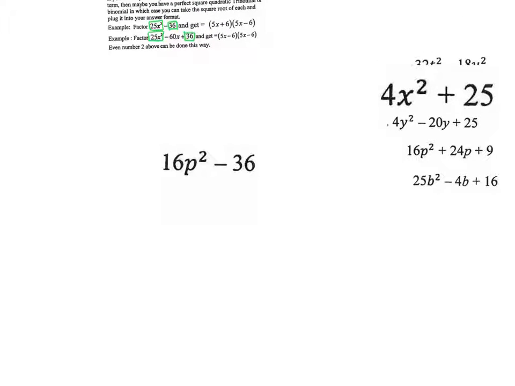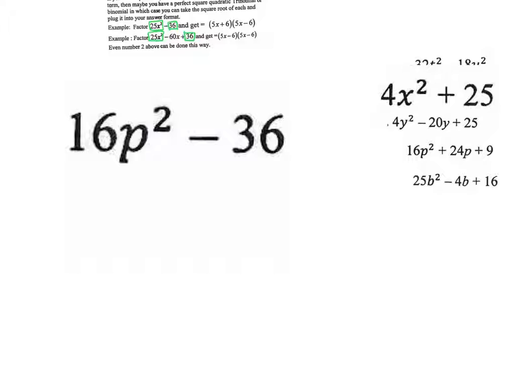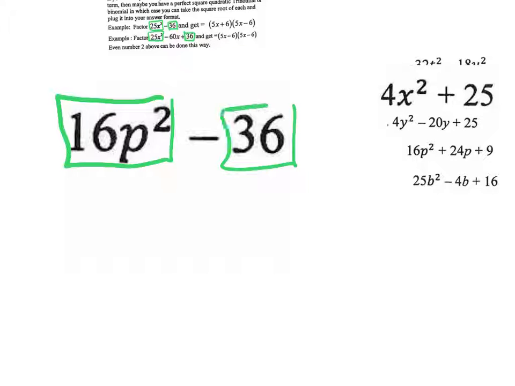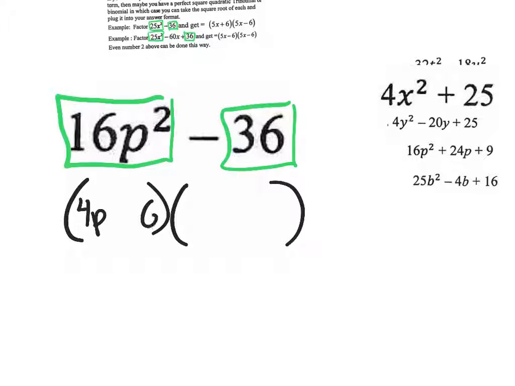Let's go with this one. This one looks like a perfect square binomial, right? Why is that? Well, because the square root of 16p squared is what? 4p. And the square root of 36 is what? 6. So I already know the numbers that are going to go inside my binomial. You guys just told me it was 4p and 6.